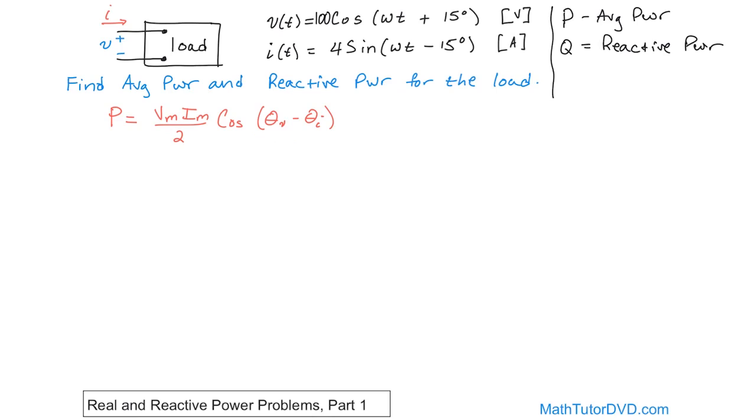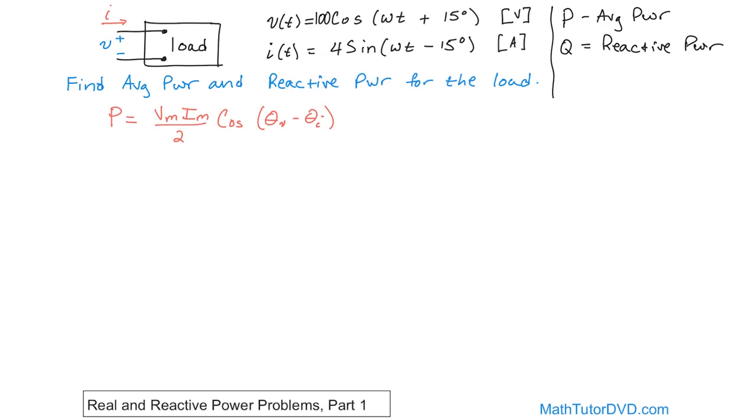So essentially, when we're asked to find this average power, we're basically asked to calculate what capital P is. When you look at the equation, you need the amplitude of the voltage, which we have. You need the amplitude of the current, which we have. The number 2, that's easy. And then the cosine of theta v minus theta i.